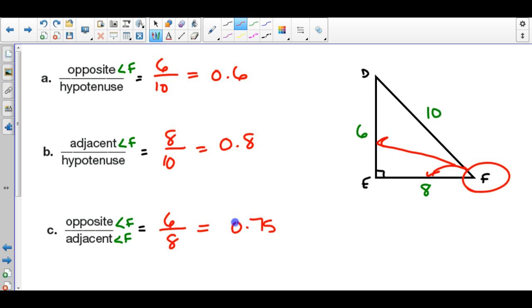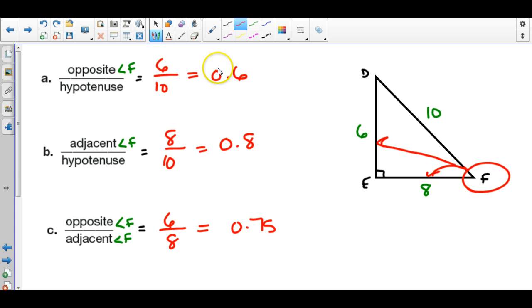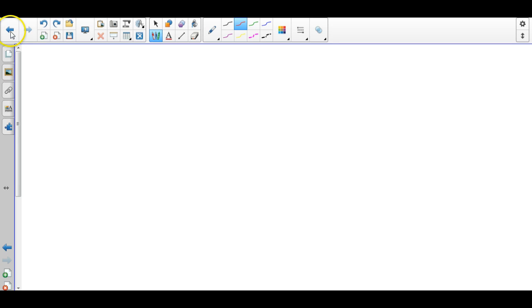So what I want to do is kind of go back a slide or two. I have 0.6, 0.8, and 0.75. If I go back a couple slides, notice that this triangle was smaller, but since it's a similar triangle, your ratios are all the same. So again, if I go forward and look at this bigger triangle, the side lengths were larger, but the part that we're focused on right now is the ratio. And it looks like the ratios are the same because these two triangles are similar.